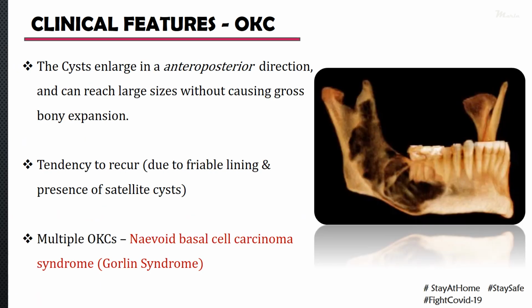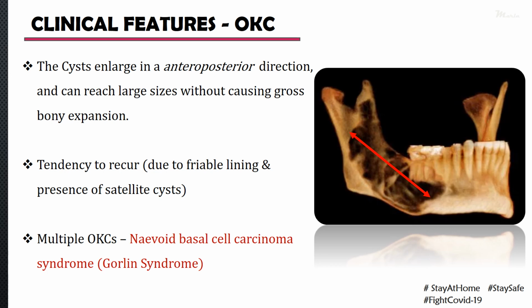The odontogenic keratocysts enlarge typically in an anterior-posterior direction. This is a characteristic feature associated with OKCs. This feature allows the cyst to reach large sizes without causing gross expansion. It should be remembered that a radicular cyst and a dentigerous cyst show a tendency for centripetal expansion. That means the expansion is seen on all aspects.